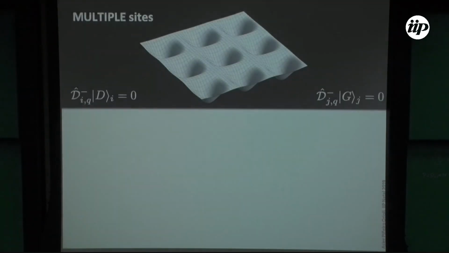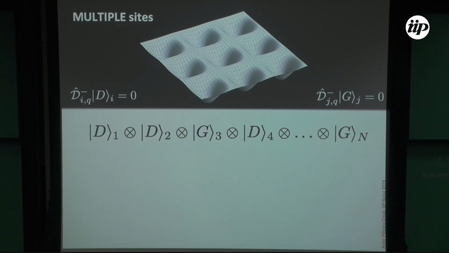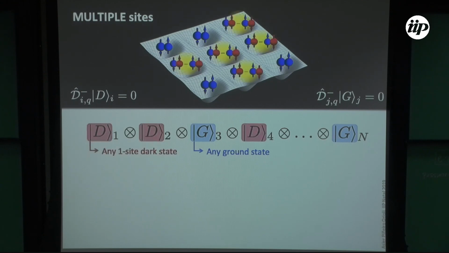Now let's go back to the case of multiple sites. For this, imagine you have some product state where some sites have both atoms in the ground state, and the other sites are in some of the single site dark states that I showed before. Well, it turns out that now the dark states fulfill this dark state condition from the beginning just by definition, and the ground states fulfill it too because they cannot decay anywhere. They are already in the ground state.